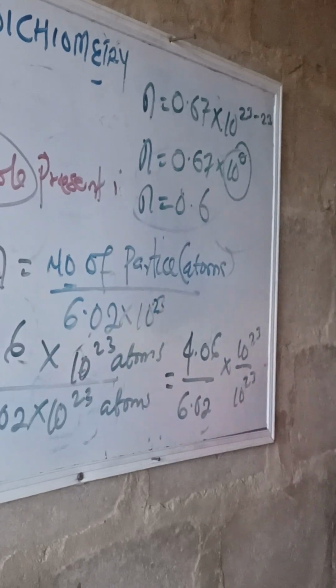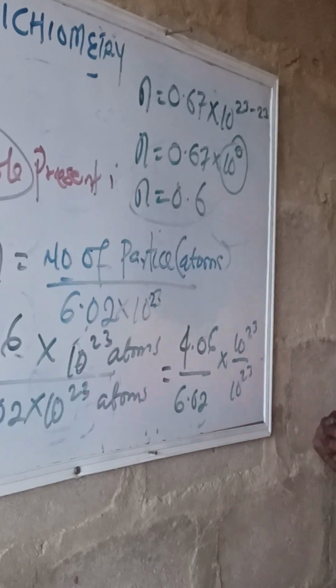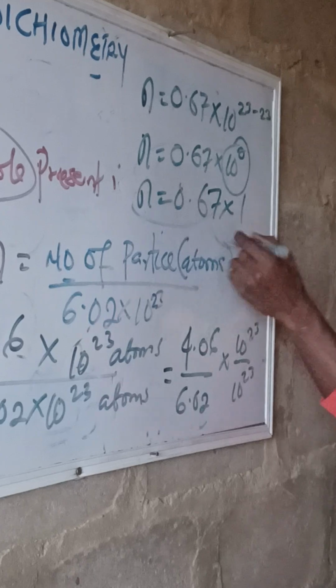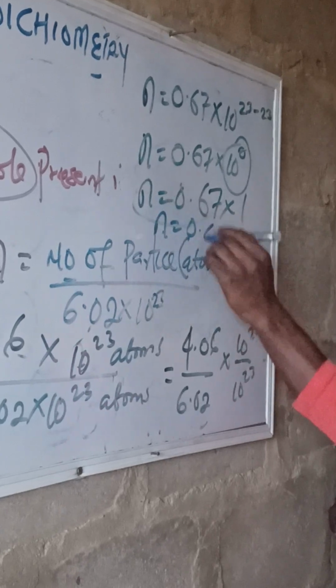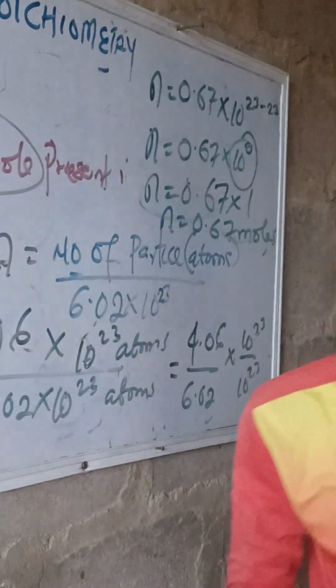Hope I'm not rushing. It's because I know this one is just a normal mathematics calculation. This times this will give us 0.67 moles. That is just the answer regarding this.